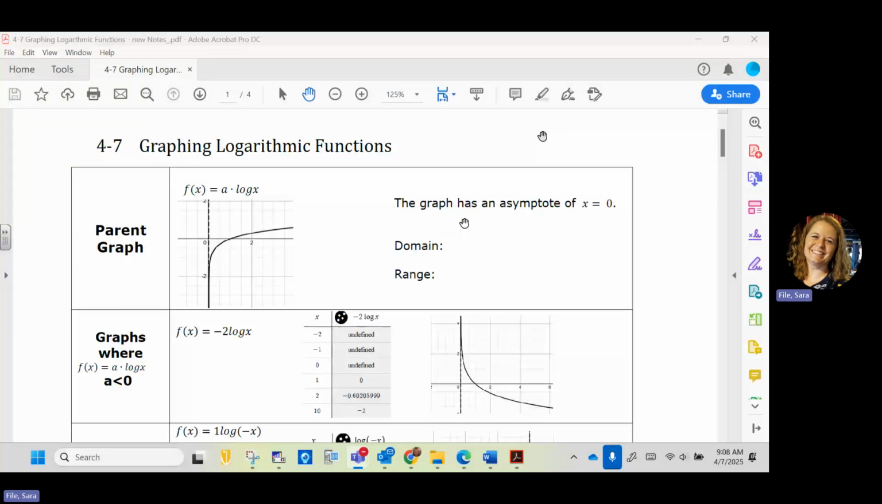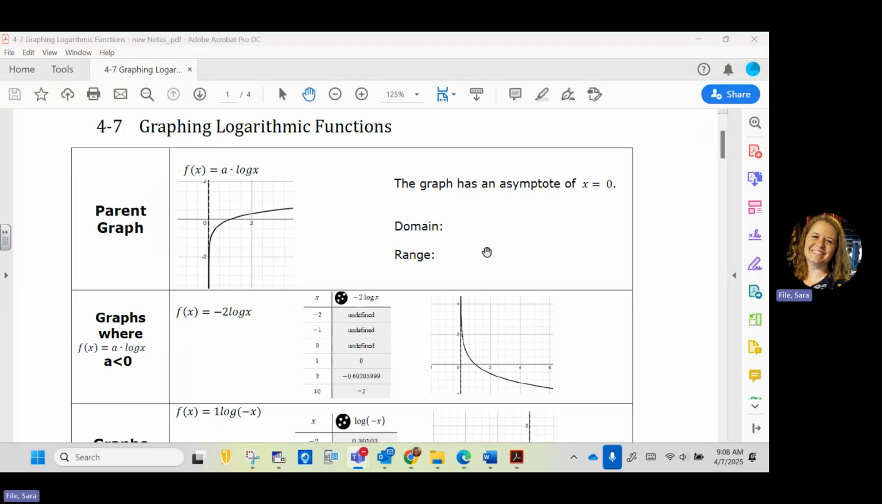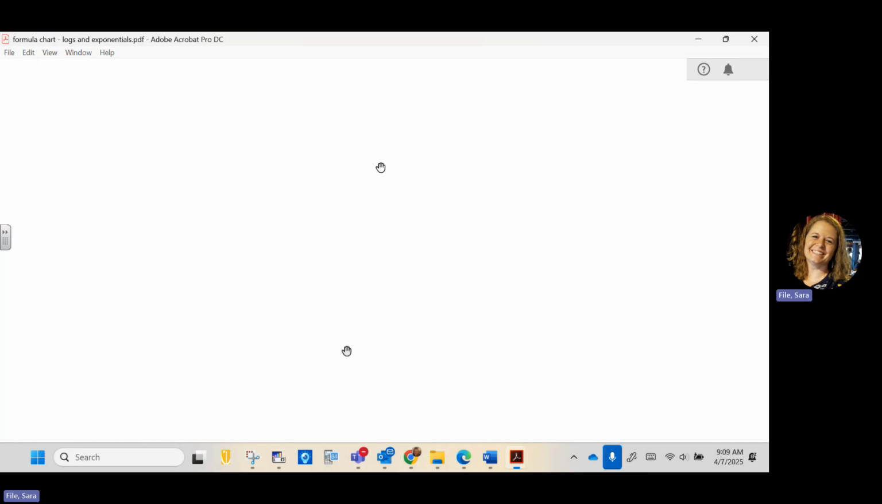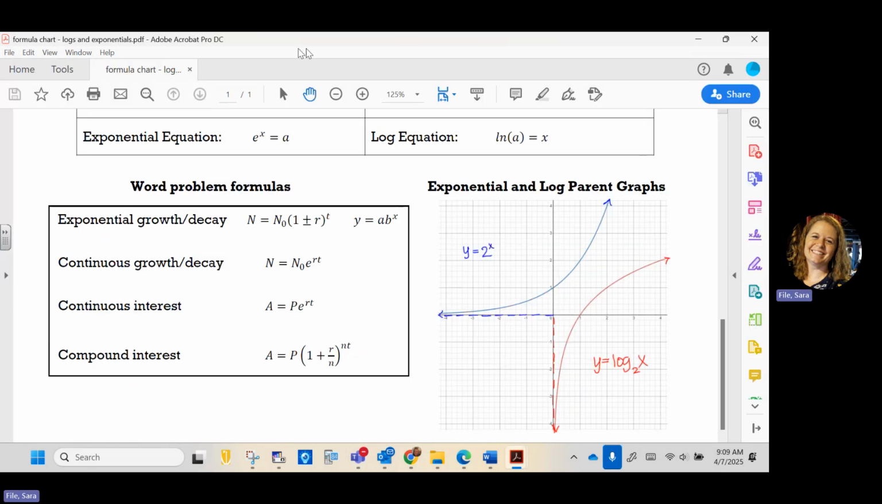All right, we are looking at graphing log functions. Okay, and I'm going to go through this. There is one thing we need to change on here. I guess I'll change it when we get to that part. But the parent function of the logs, I wanted to remind you that I gave you this formula chart.